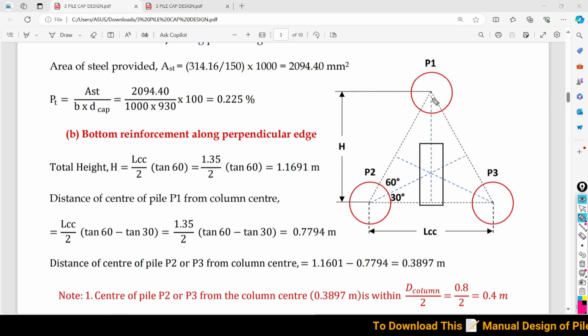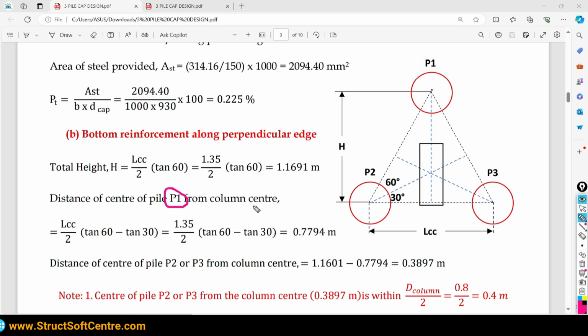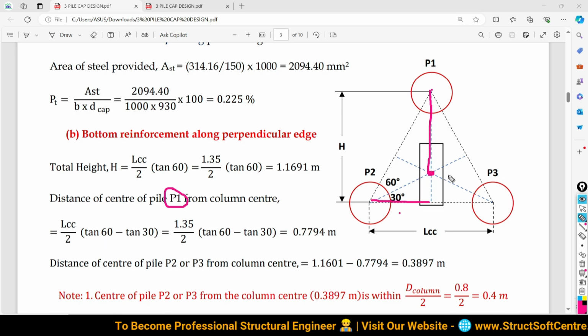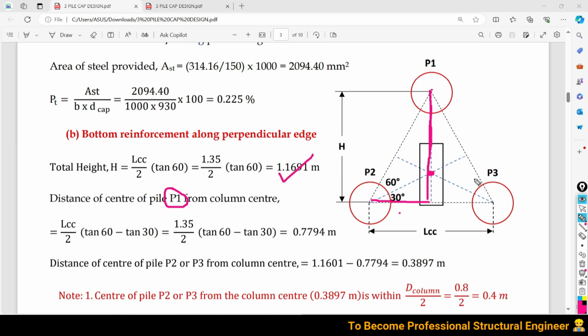So we are getting this total height 1.1691 meter. Now next, distance of center of pile P1 from the column center. Now from the column center we are going to calculate it. So it is going to become again this LC by 2 into tan 60. So you will have complete height as we have calculated here, and then we need to know this distance.